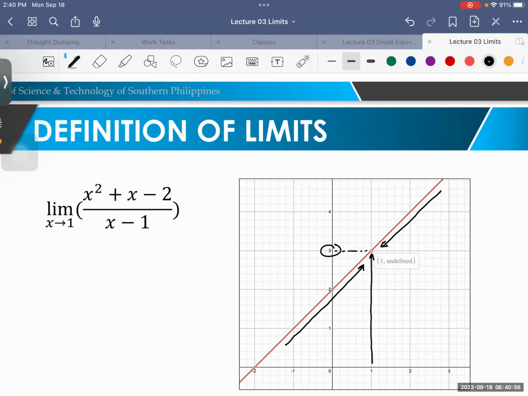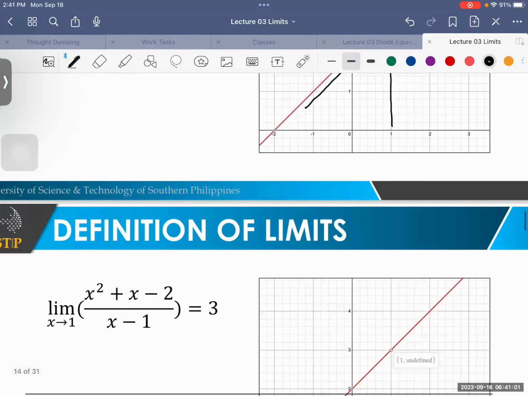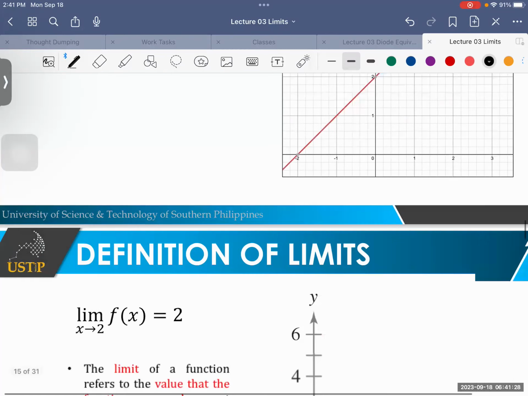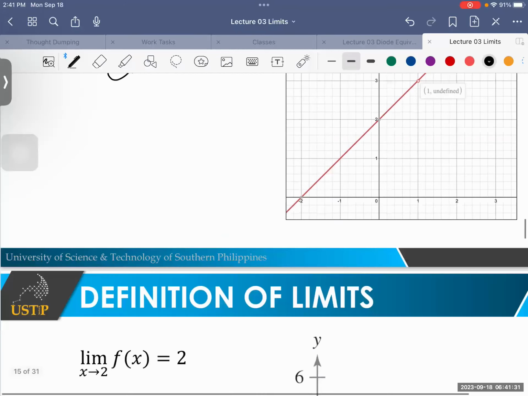So let's see. Okay, it is undefined, by the way, at the value of 1, if we substitute it for x. The first thing to check for a rational function is to make sure of the denominator, class. Then the numerator is no problem. You check if the denominator will make it undefined. Now, 1 will make it undefined. So it's not as straightforward as the polynomial function where you can just substitute it. Okay? So what do we do? You cannot substitute it.